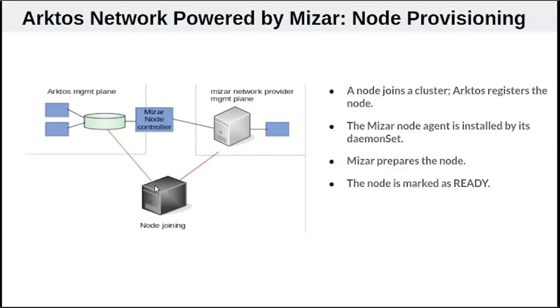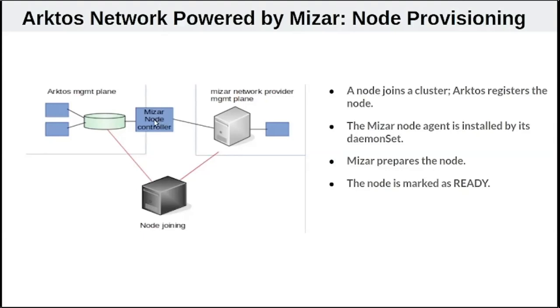A new node joins a cluster. Arktos registers the cluster in the API server. The Mizar node agent will be installed by the daemon set, which is already running on the workload.